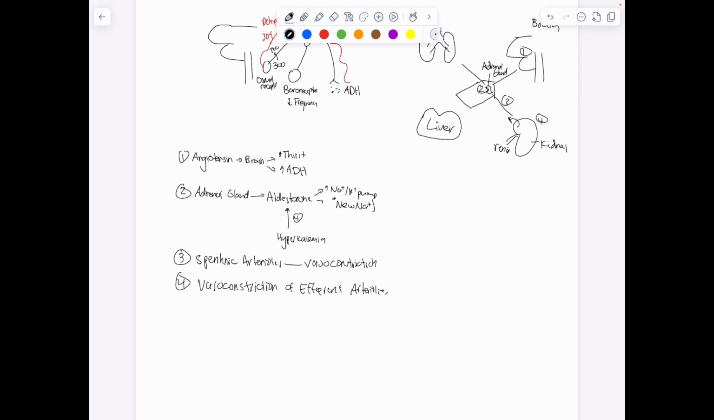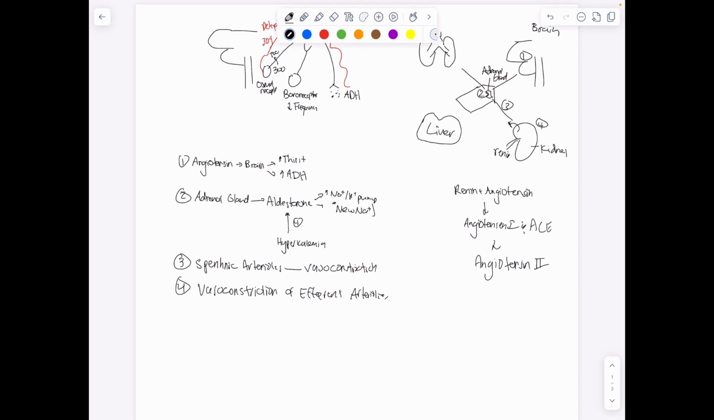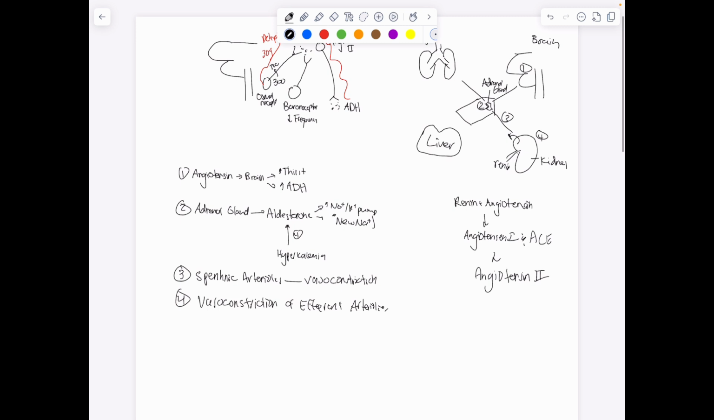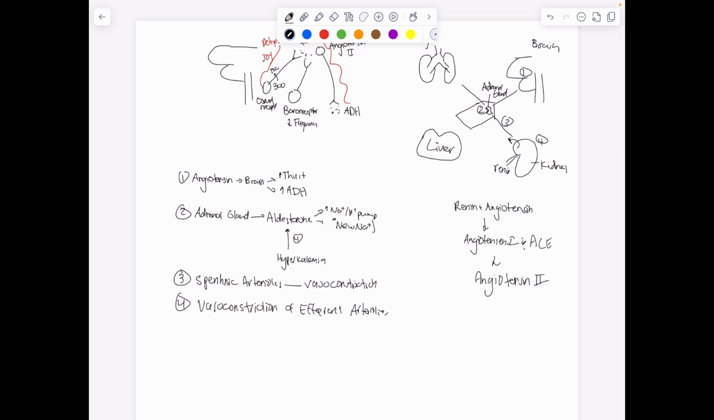And then another thing to point out is if we have renin and angiotensinogen, that will produce angiotensin 1. And then if we have ACE with it, we'll get angiotensin 2, which is up here. And that sums up renin, angiotensin, and aldosterone.